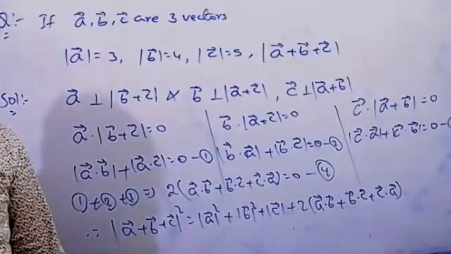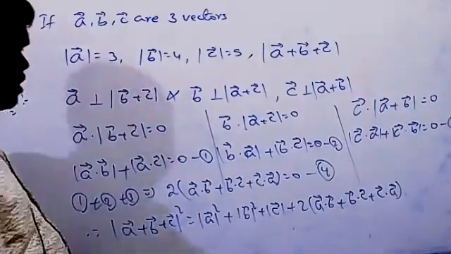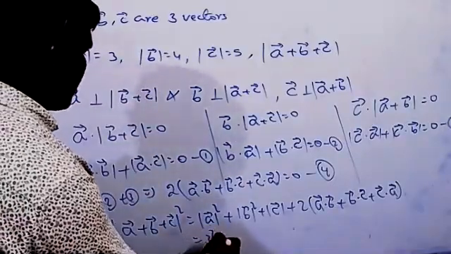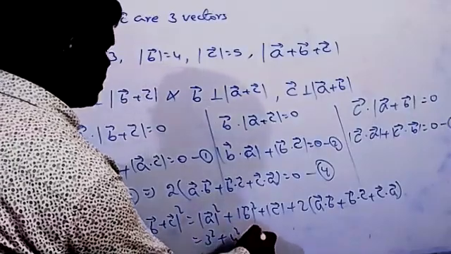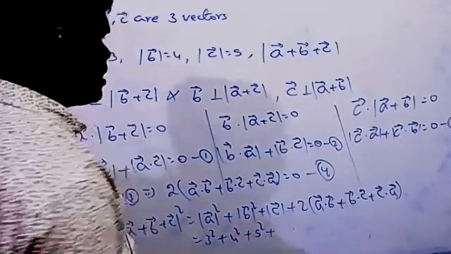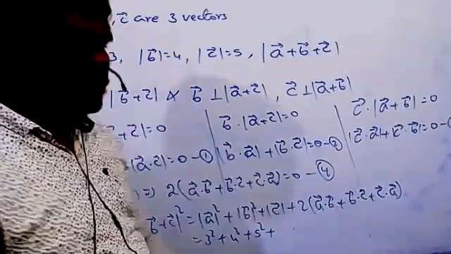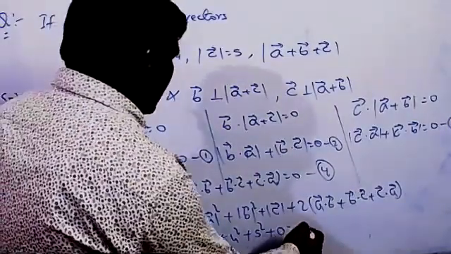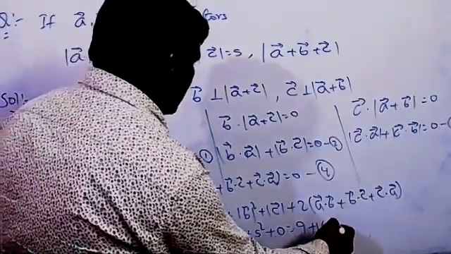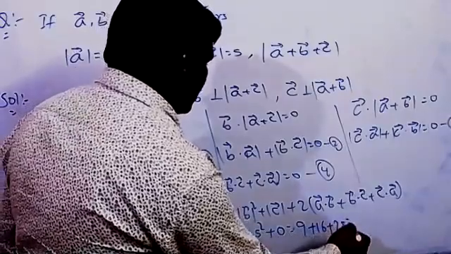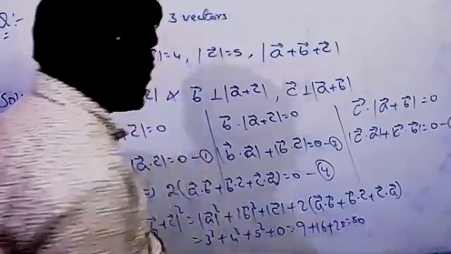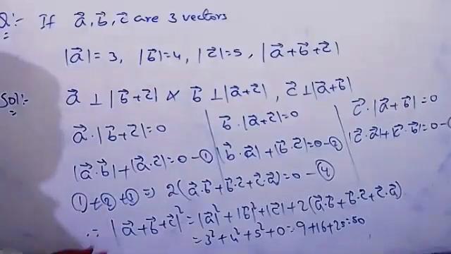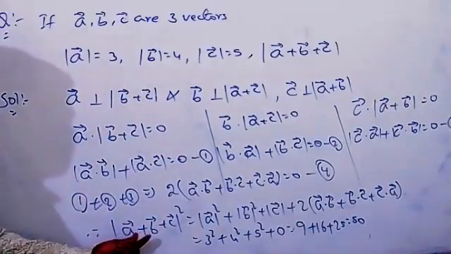Now all the values you can substitute. A equal to, we got now, 3. So you can write 3 square plus 4 square plus 5 square plus, from the fourth equation clearly this value equal to 0. 3 square means 9, plus 16, plus 25, and the sum of all these values equals 50. So this value we require, only A plus B plus C is required.